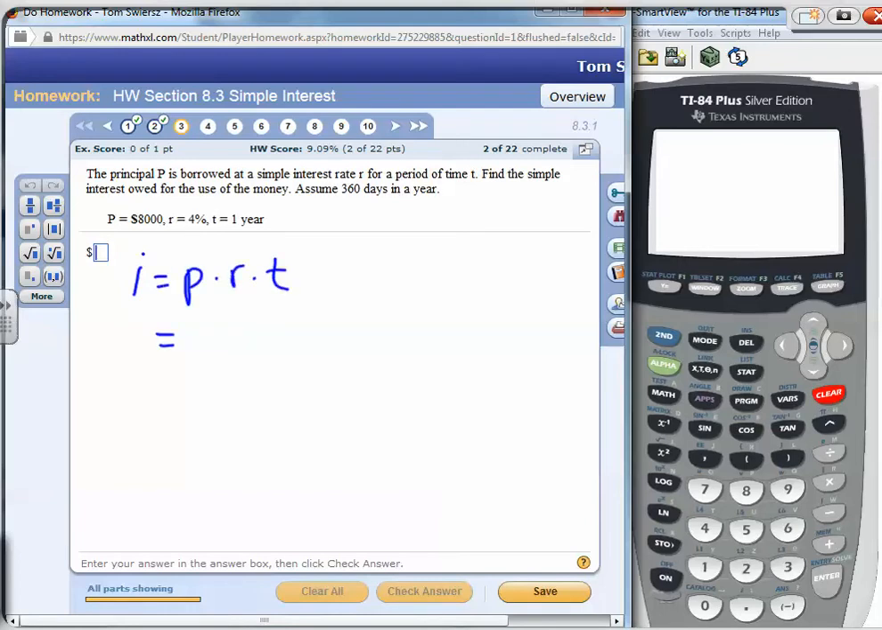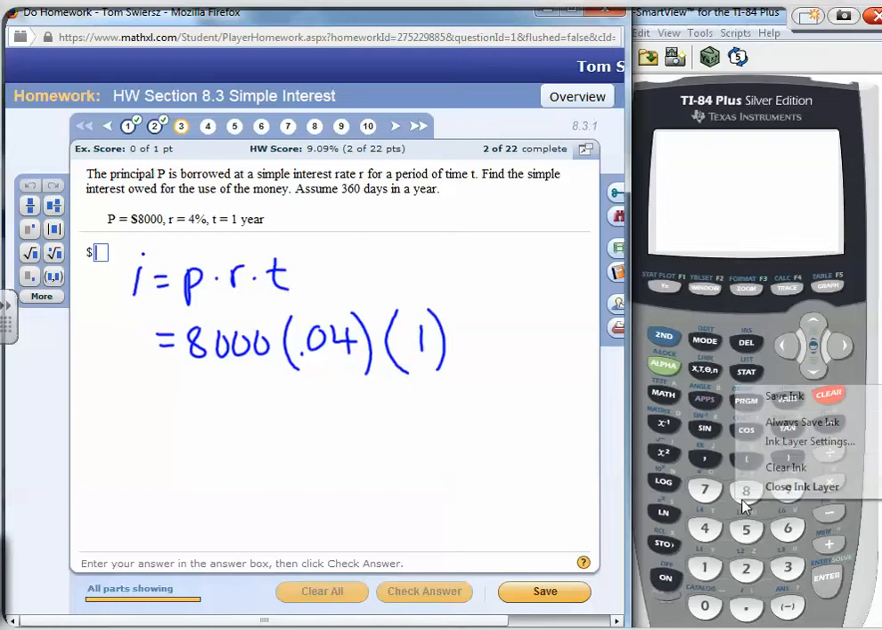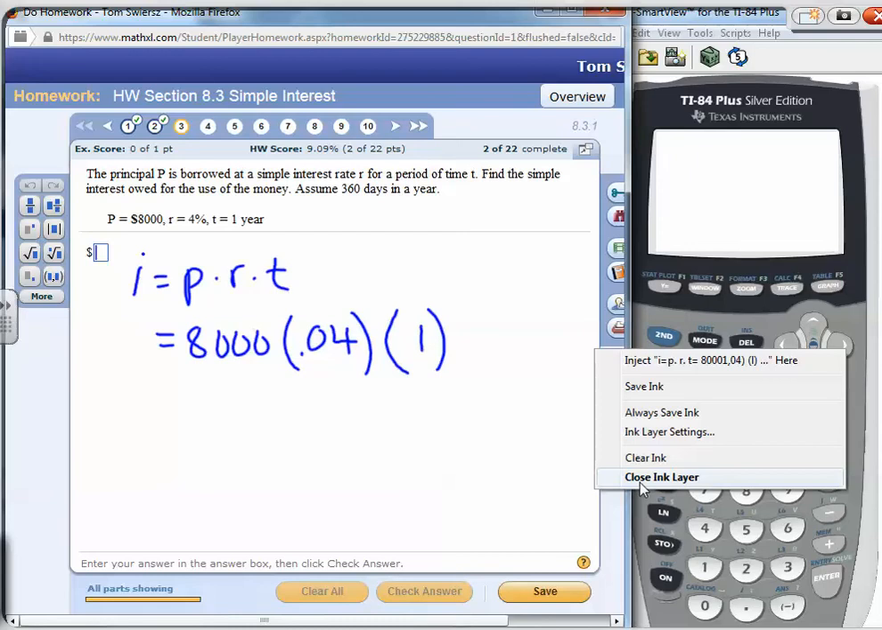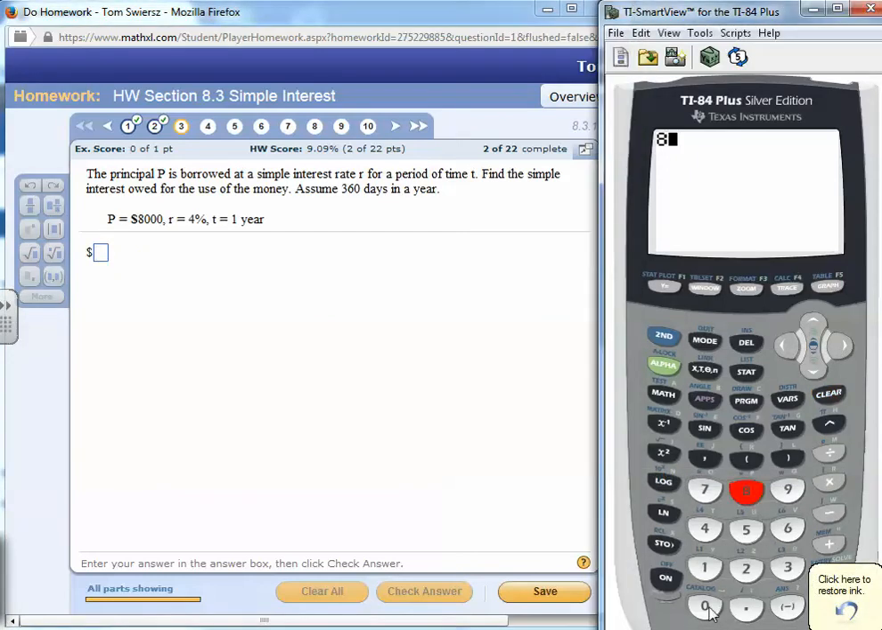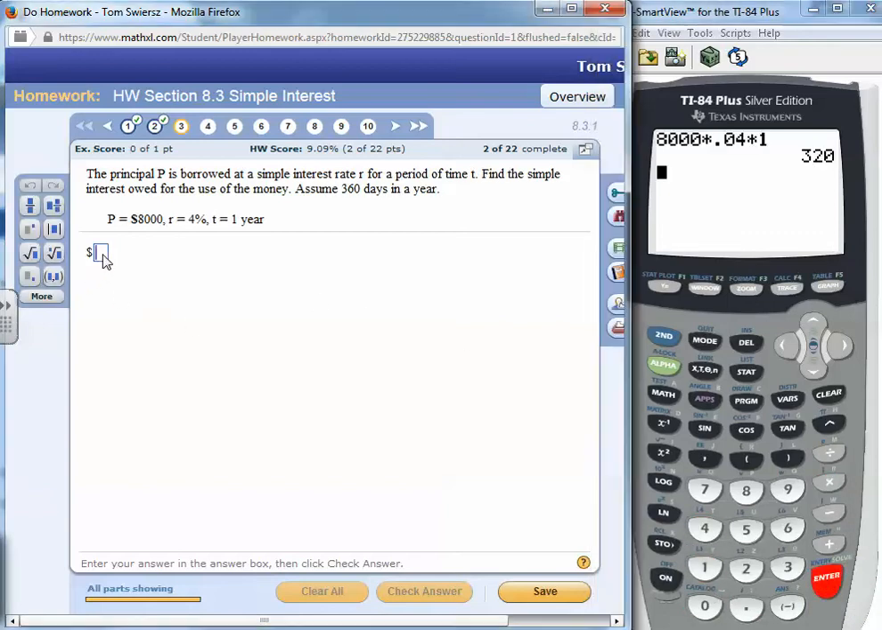P is the principal invested or borrowed, 8,000. The rate is a percentage, but you put it in as a decimal. So 4% will be 0.04. Move it over 2 places to the left, and 1 year. Then we can simply use our calculator to do the multiplication. 8,000 times 0.04 times 1, and we get the amount of interest, $320.